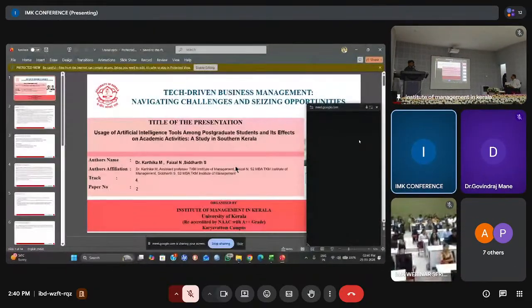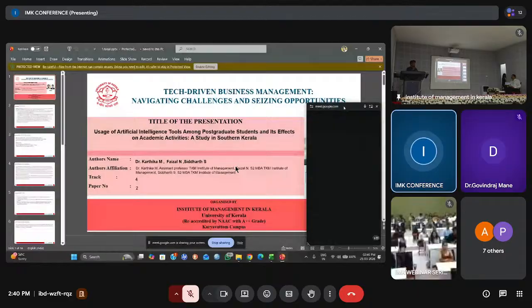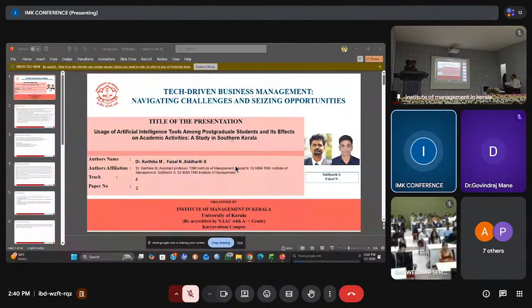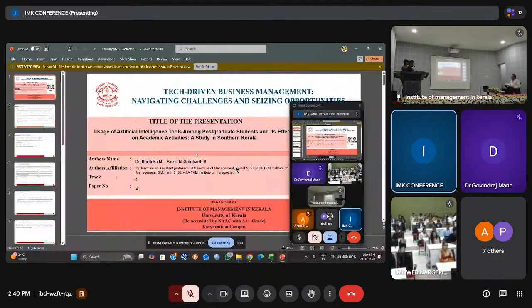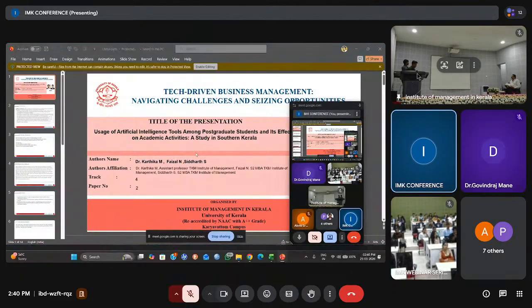The title for our topic was usage of artificial intelligence among postgraduate students and its impacts on academic performances. A study conducted in Southern Kerala.